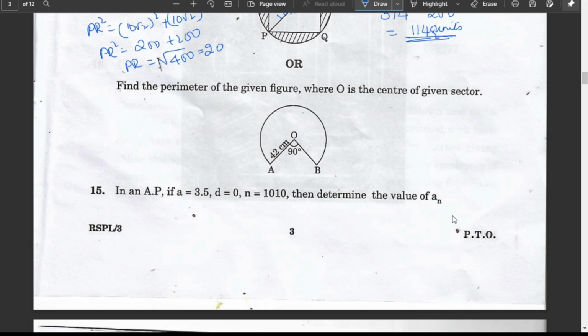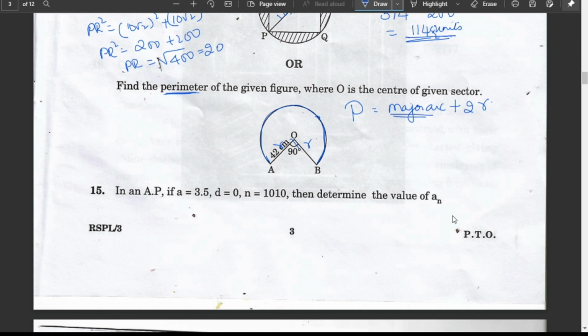Next one, perimeter. This is your keyword in this sum. Perimeter of the given figure. So what is perimeter? We know it is the sum of all the sides, but this arc is a part of the major arc plus 2. Perimeter here will be major arc plus 2r, this r and r.